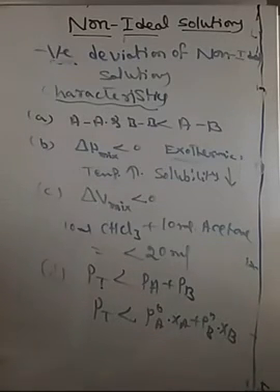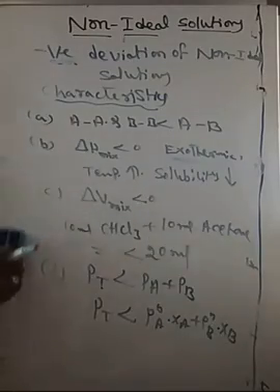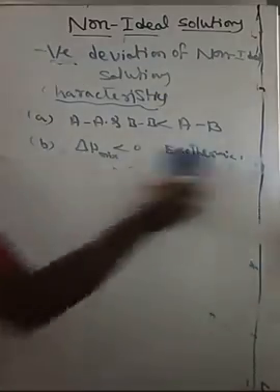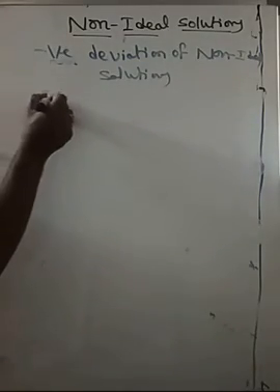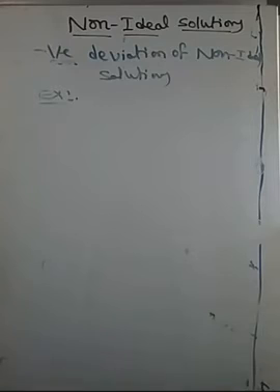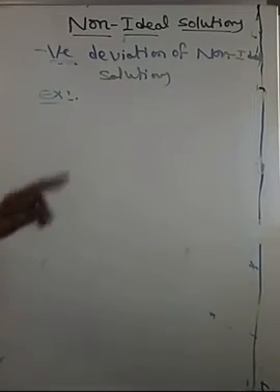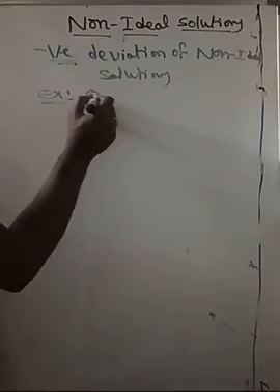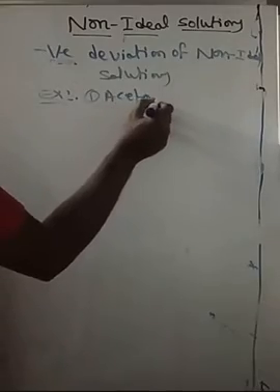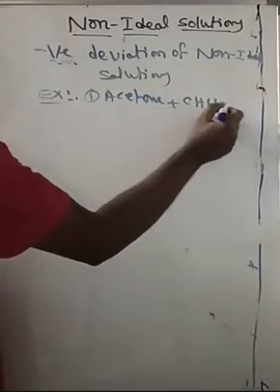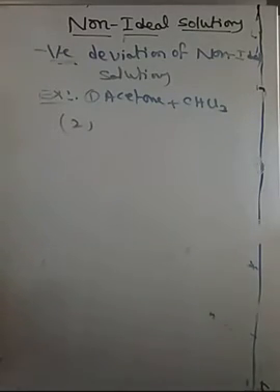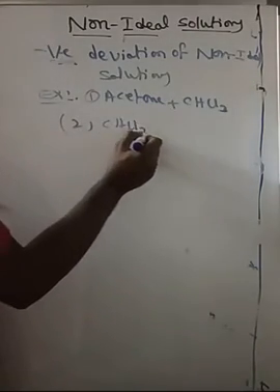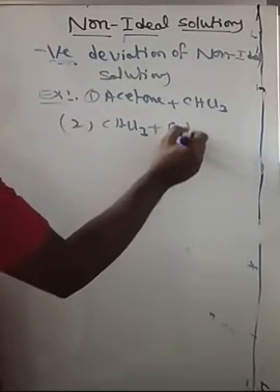So like that, positive deviations. Here are some more examples for negative deviations. Note down. One example of negative deviation already discussed is acetone plus chloroform, with formula CHCl3. The second one is chloroform, CHCl3, plus diethyl ether.